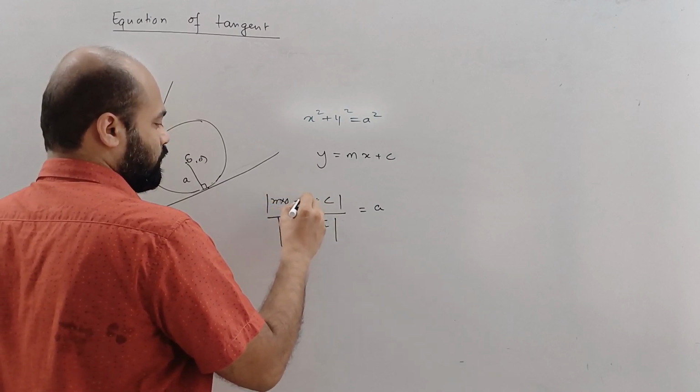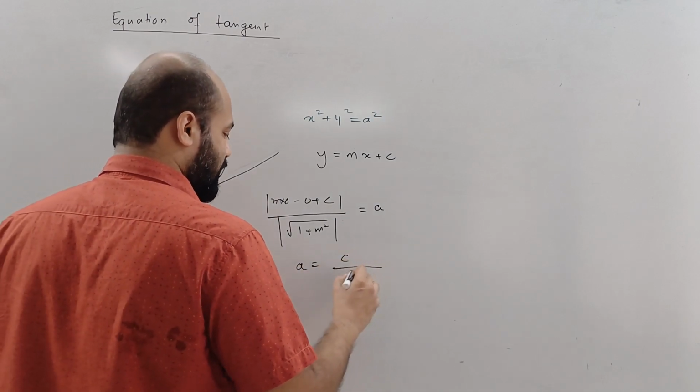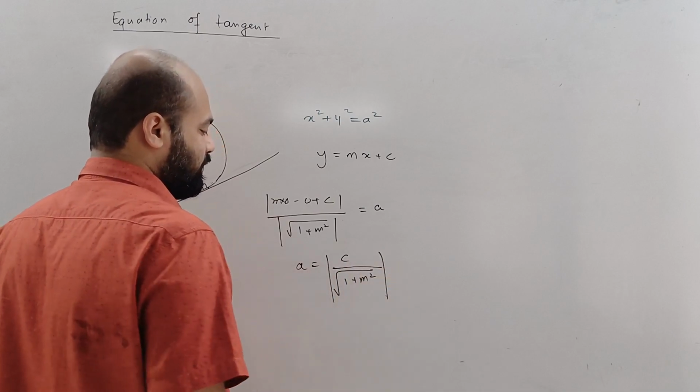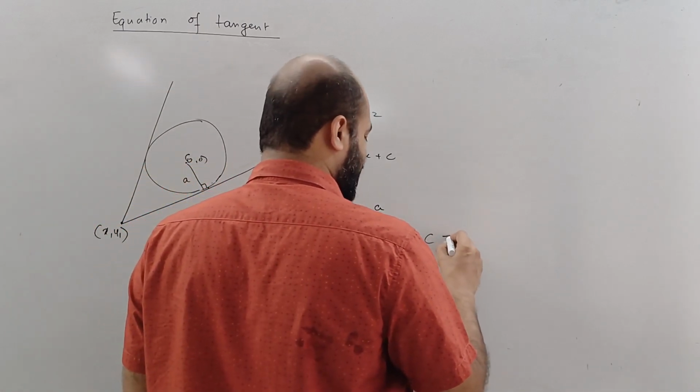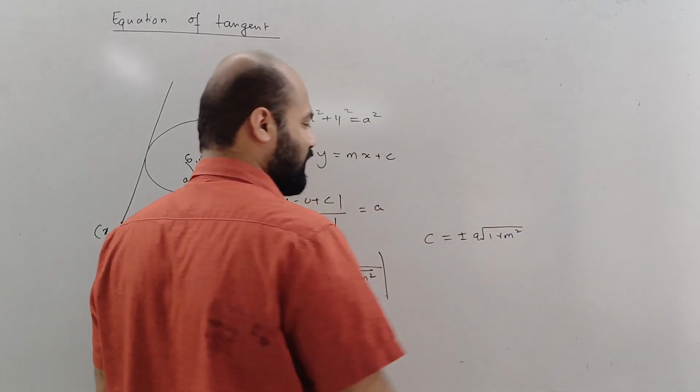So when you put it, you're going to get a as c by root over 1 plus m square, which is the same condition of tangent c, which looks like this. So c is equal to plus minus a root 1 plus m square. That is what we get.